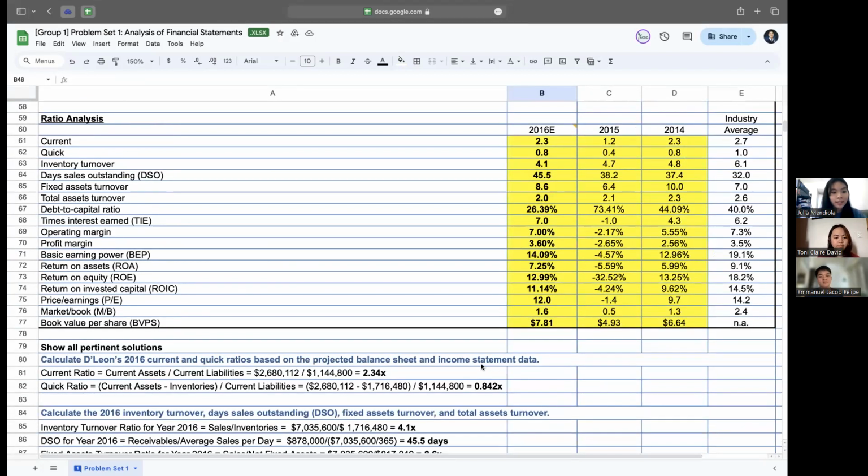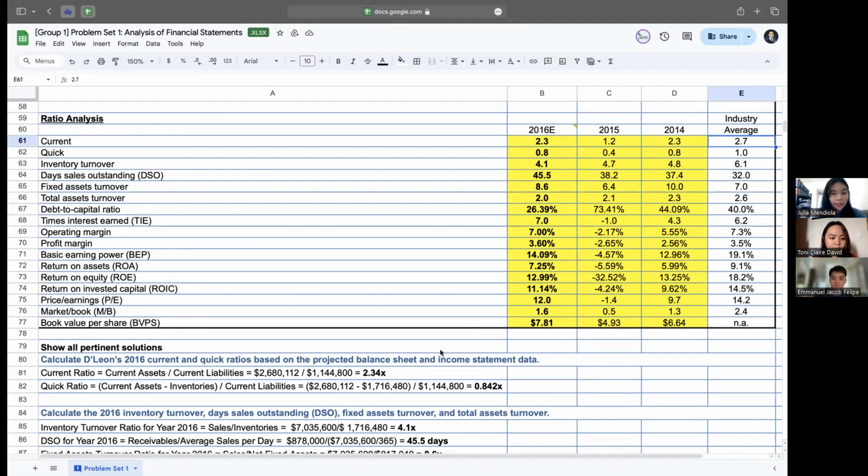Number one is to get the current and quick ratios, or the liquidity ratios. This gives us an idea of the firm's ability to pay off debts that are maturing within the year. First is the current ratio. The current ratio is equal to current assets over current liabilities. We solved for those earlier, and from that we get these values. As you can see, in 2016 it's 2.3, which is lower than the industry average of 2.7.